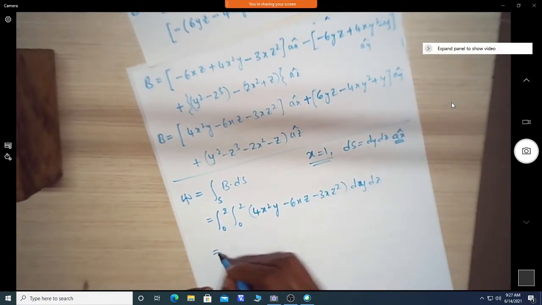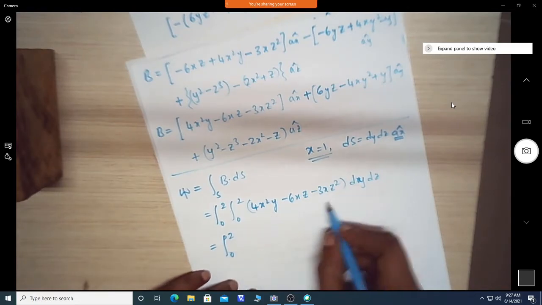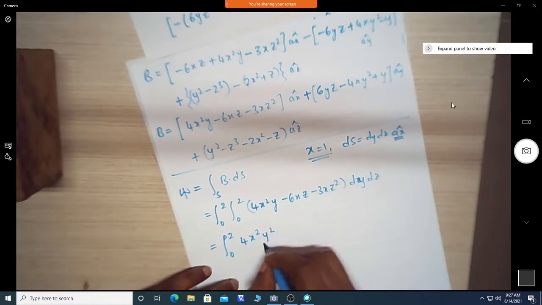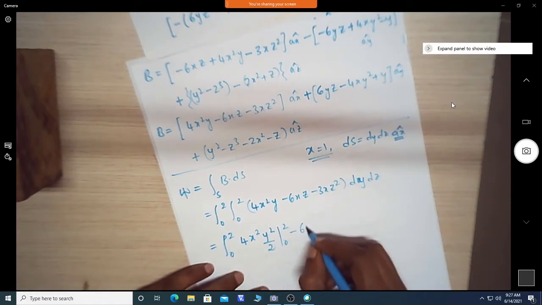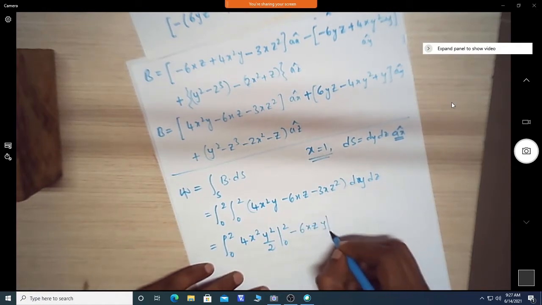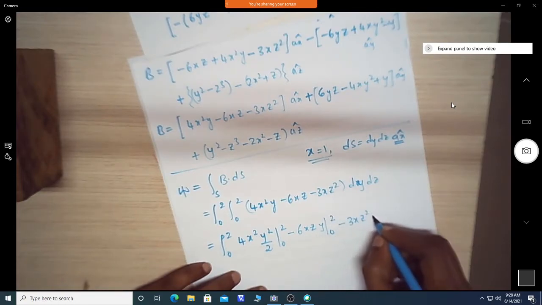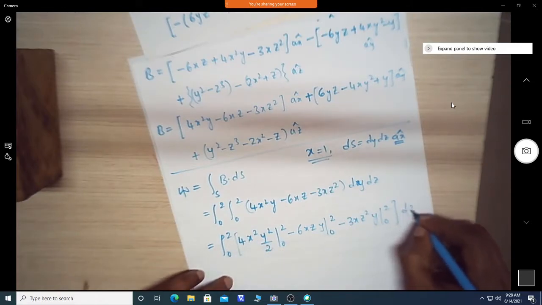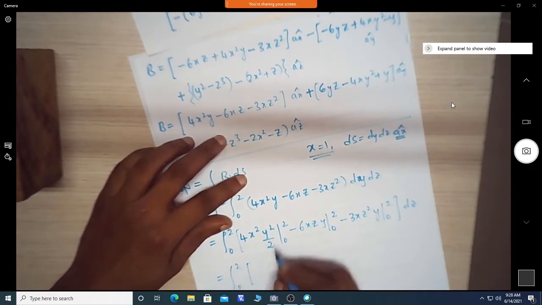Okay, so now we differentiate with respect to y first, then later z. If I differentiate with respect to y, you are going to get 4x square y square divided by 2. So substitute the 0 to 2 limits, minus 6z and y, which is 0 to 2, minus 3xz square y, 0 to 2. So this into dz.